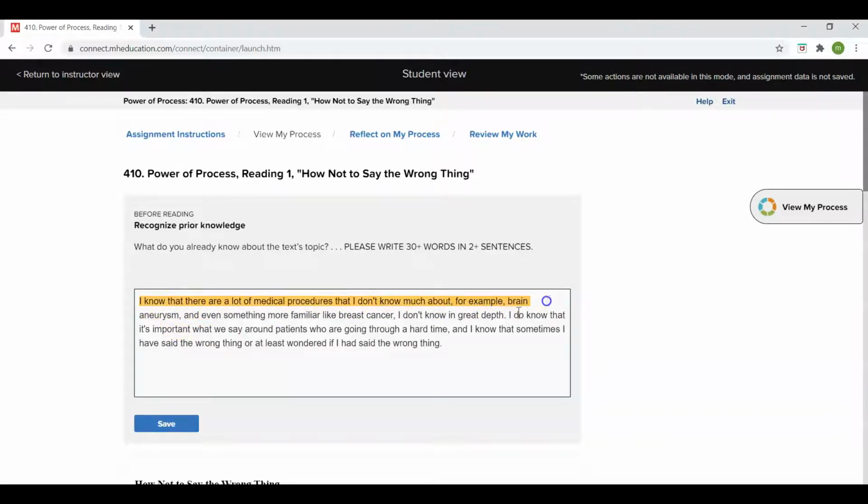I think right here there are 10 times 4, which is about 40. And it is 2 sentences, because I have 1, notice a period right there, 1 and 2. I could have probably split it up into 4 sentences, and so that's fine. 30 or more words, 2 or more sentences. And not only that, I'm answering the question, right?